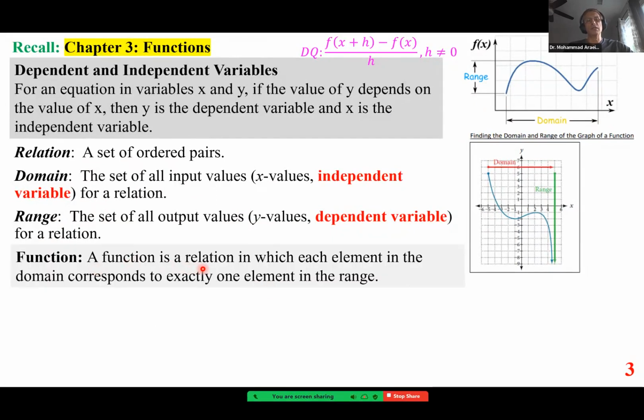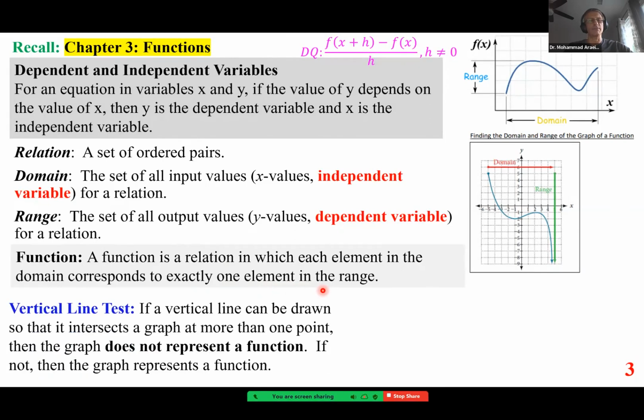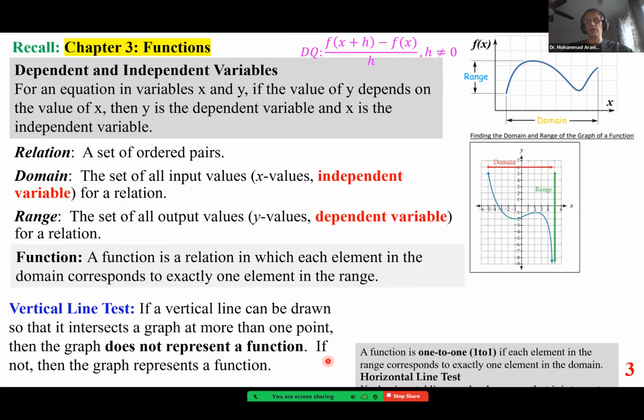A function is a relation in which each element in the domain corresponds to exactly one element in the range. In other words, the x coordinates cannot repeat. And to show that, we can use VLT, the vertical line test. If a vertical line can be drawn so that it intersects a graph at more than one point, then the graph doesn't represent a function. If not, then the graph represents a function. So you can't come up with a vertical line that crosses the graph more than once. If it does, it's not a function.